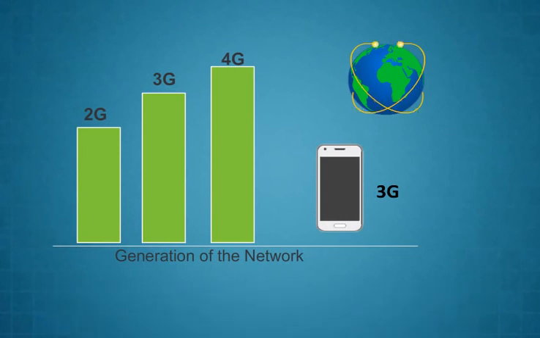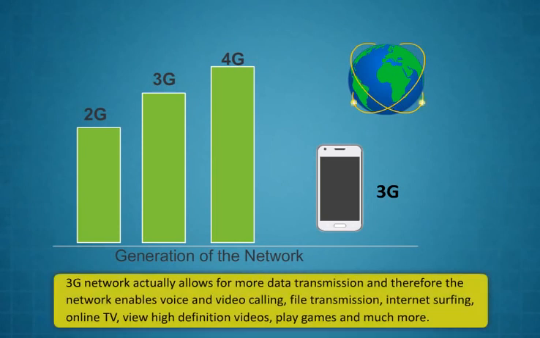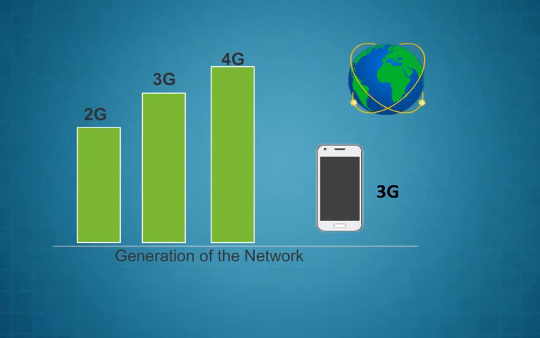The speed of data transmission on a 3G network ranges between 384 kbps to 2 Mbps. 3G network allows for more data transmission, and therefore the network enables voice and video calling, file transmission, internet surfing, online TV, view high-definition videos, play games, and much more. 3G is the best option for users who need to always stay connected to internet.